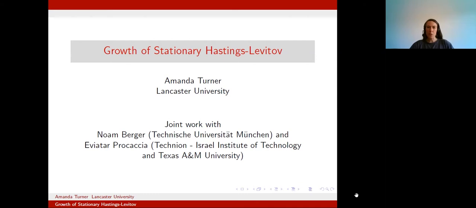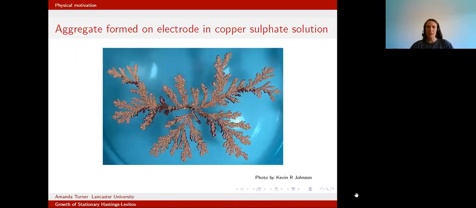So this is joint work with Noam Berger, who's at TUM, and Evitar Prokachia, who's at Technion and Texas A&M. So I'll start with a little bit of a physical motivation.